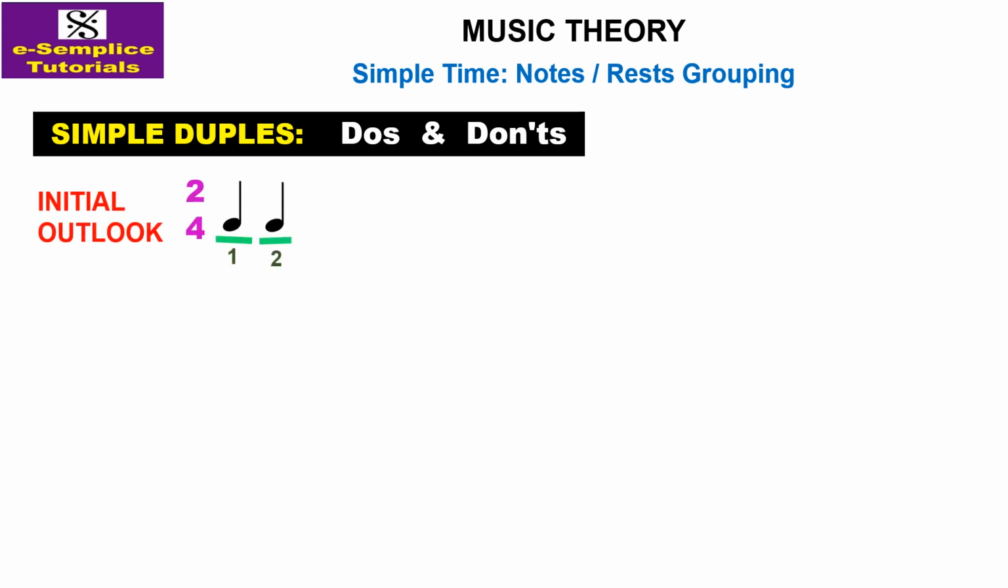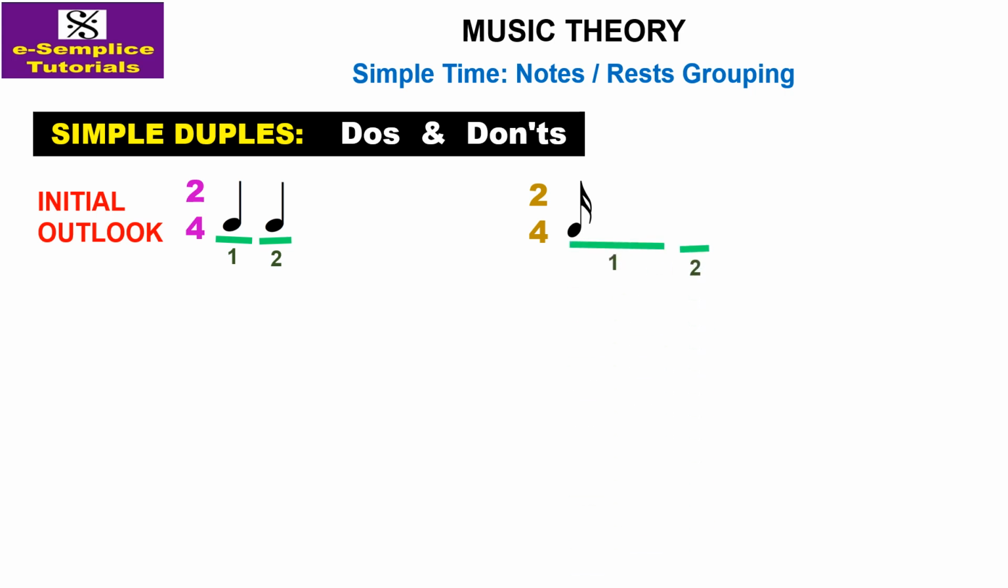That's the initial outlook. Never forget that. If you are given a bar of 2/4 time, and in the bar you only have a semi-quaver, and you are asked to balance the rest of the bar with a rest, how do you go about it?